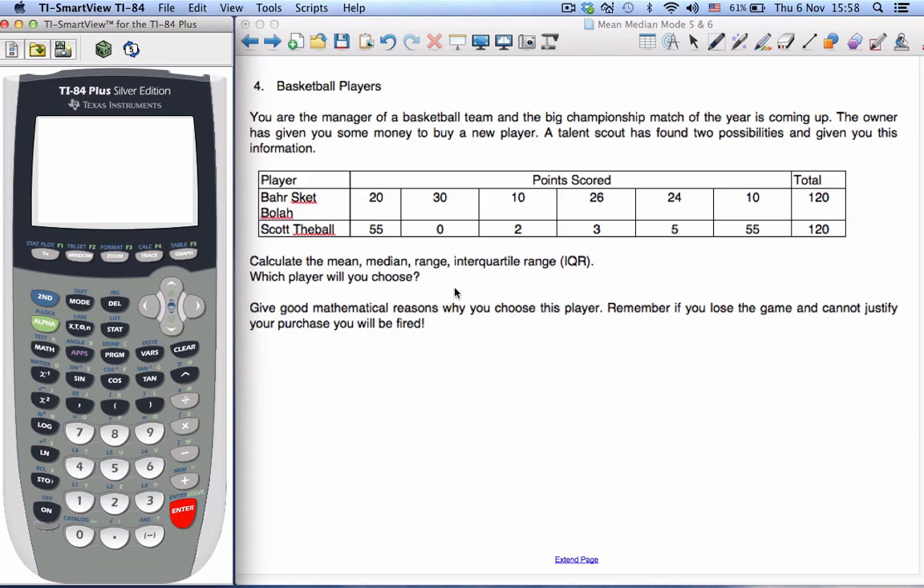Okay, here we have number 4, basketball players. You're the manager of the basketball team, and the big championship match of the year is coming up. The owner has given you some money to buy a new player. The talent scout has found 2 possibilities and given you this information.